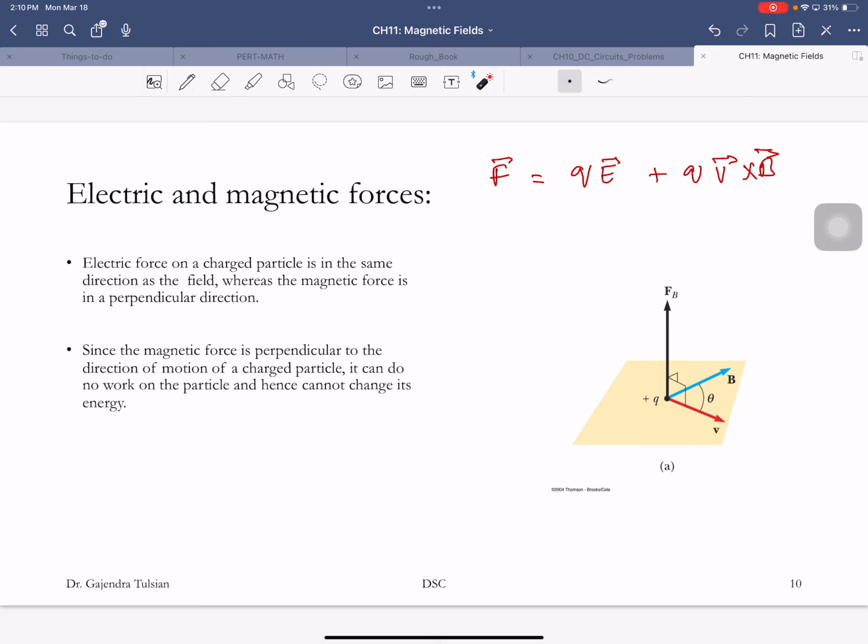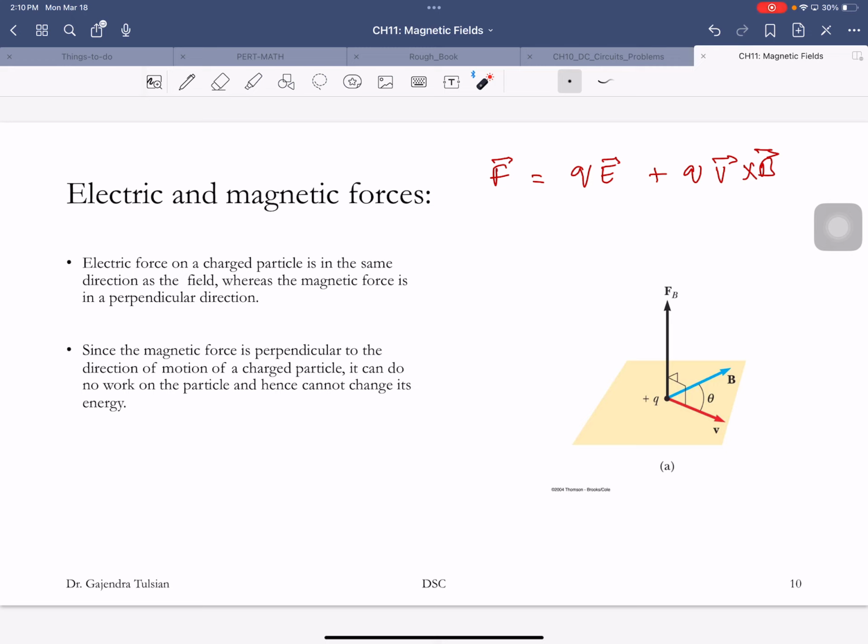Okay. So if you had a charged particle in the presence of an electric field, the force on the charged particle is in the same direction as the electric field, and it's perpendicular to the magnetic field. Electric fields can speed up particles. They can increase the energy of the particles, since the force is in the same direction as the electric field. An electric field can increase the energy of the particle.